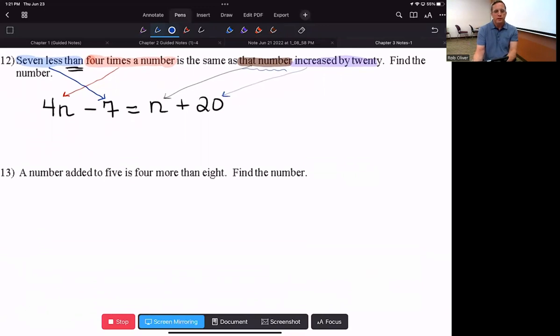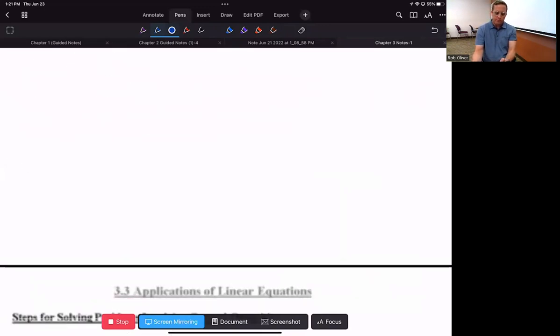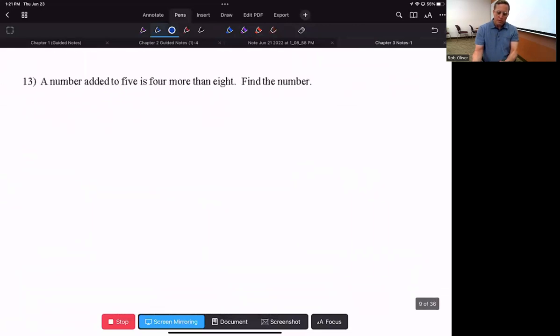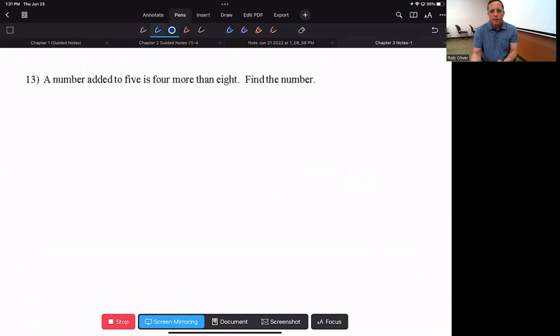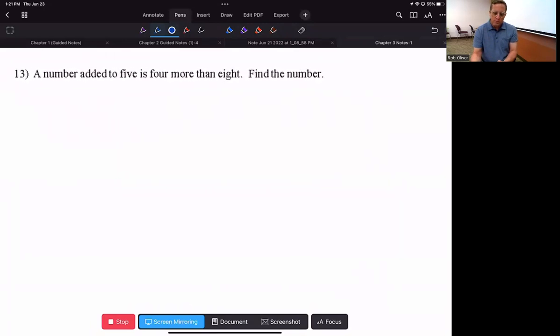Okay, and then let's go ahead and solve that on your own. And then we have one more problem to do. It'll take a while. And for number 13, a number added to 5. So a number added to 5 means n plus 5, or 5 plus n, because with addition order doesn't matter really.